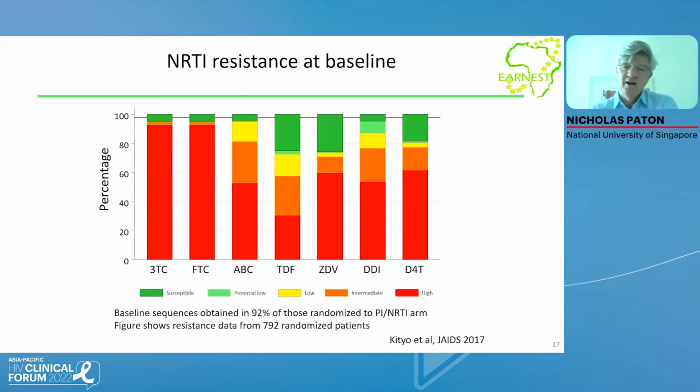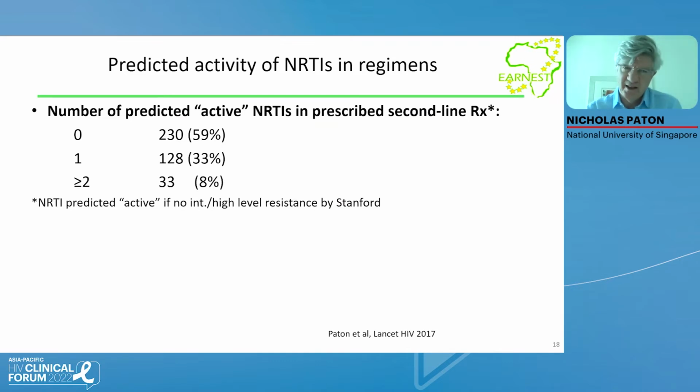And so we needed to look a bit more about why the control regimen did so well. So what we did was we looked back at the nucleoside resistance on stored samples when patients entered the trial, and found that there was certainly substantial resistance. So 60% of people had intermediate or high level resistance to tenofovir, about 70% to zidovudine, and almost everyone had high level resistance to 3TC or FTC. So certainly lots of resistance. And then we looked at what people were actually prescribed in terms of nucleosides.